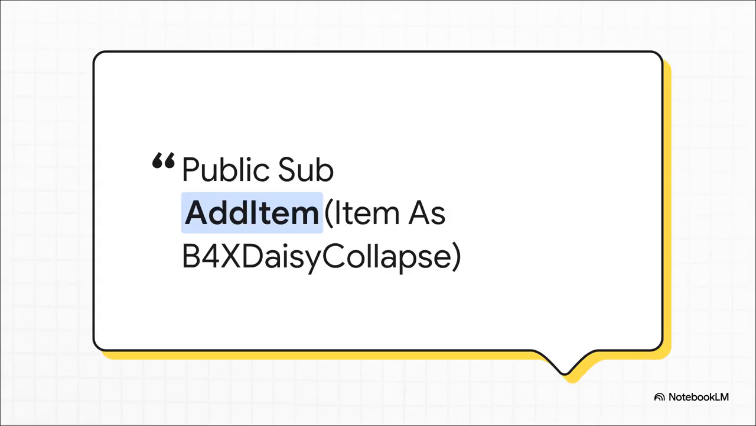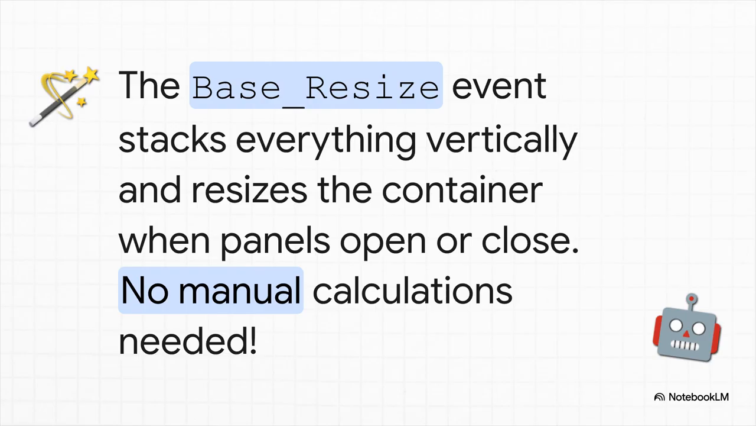And this right here is the key method. You're just going to call add item for every single section you want to include. You pass it a B4XDaisyCollapse object, and the accordion just takes care of placing it perfectly in the layout. This is what makes this component so powerful. Behind the scenes, there's this base_resize event that's doing all the heavy lifting. It stacks everything vertically, it automatically resizes the container when panels open or close, and the best part? You don't have to do any manual layout calculations at all.